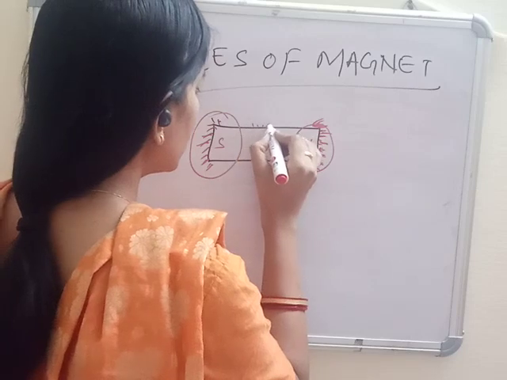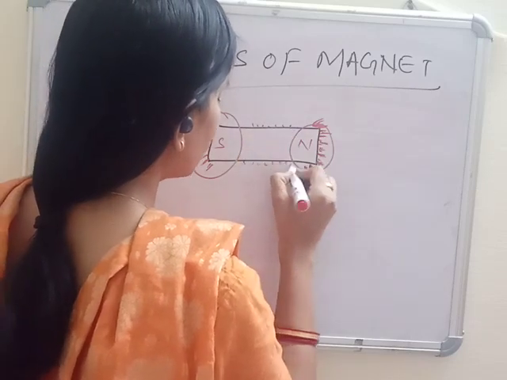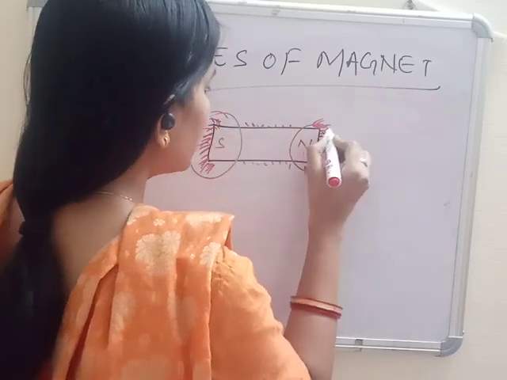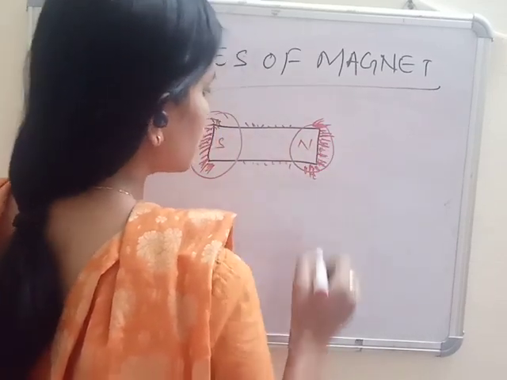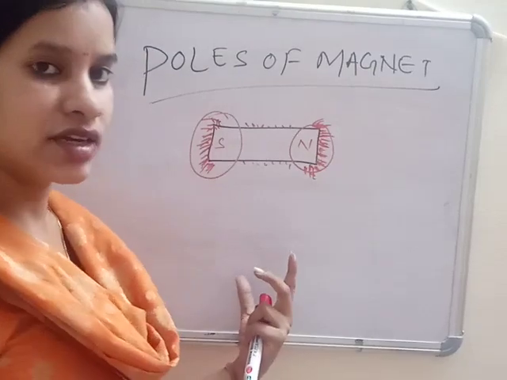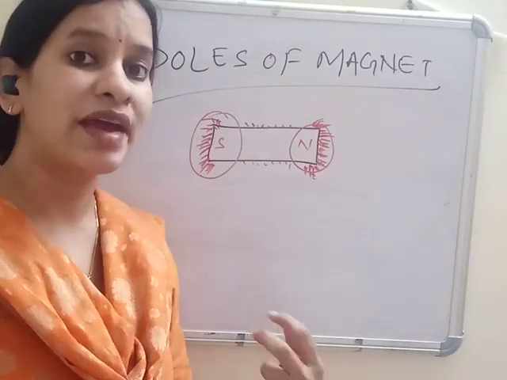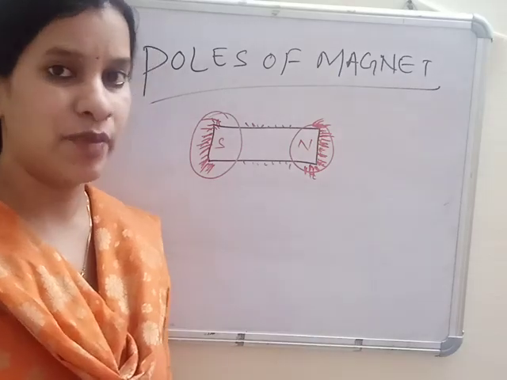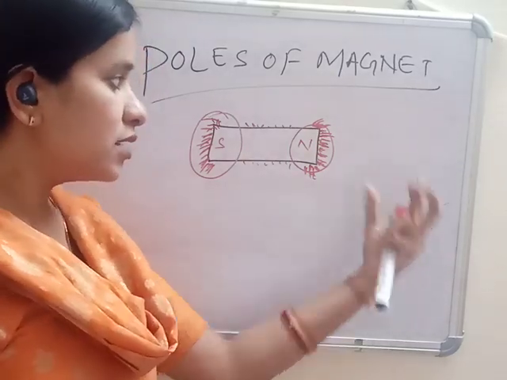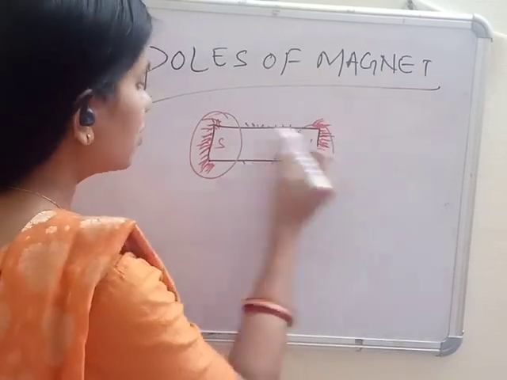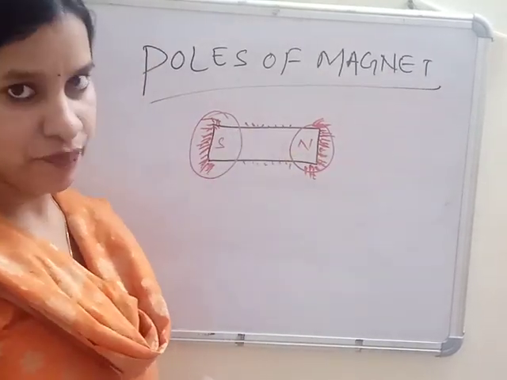Here it becomes very less on this side, and at the pole it becomes more and more. So from here it is found that the pole of the magnet has more strength of magnetism. It has more power. So the maximum amount of magnetic material is attracted by the north and south poles.